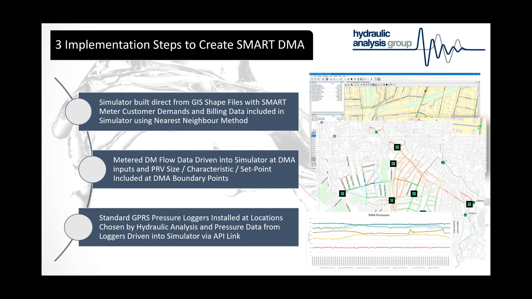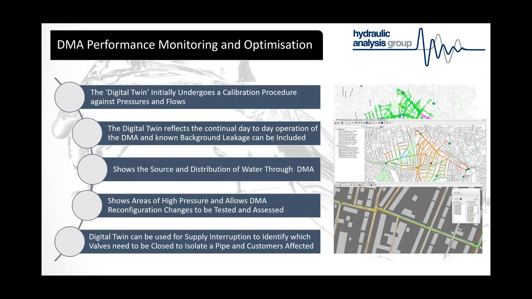And then effectively the next step, which is the only real equipment needed, is we introduce standard GPRS pressure loggers across the DMA at various locations, and then we take that pressure data from the logger manufacturer, which is HWM in this case, and we drive that into our twin through an API link. So basically we just soak up whatever information the water company's got, and we bring it into one single platform. And once you do that, well, you have a wealth of opportunities then.